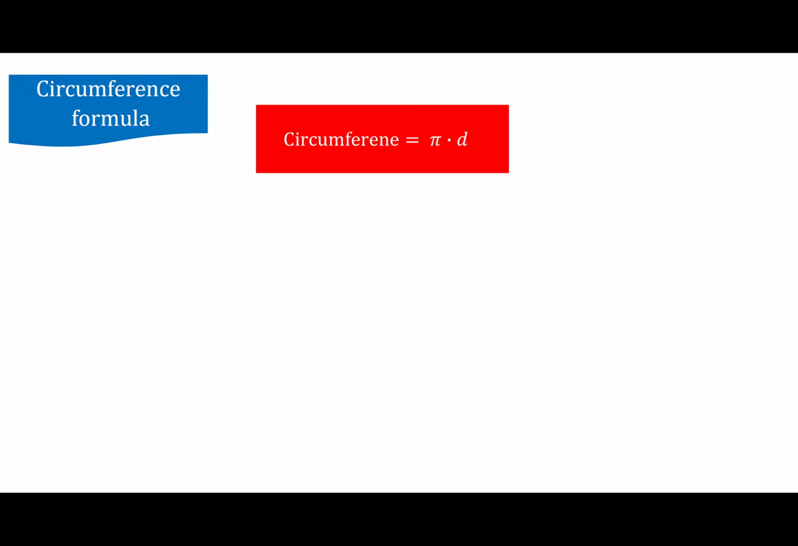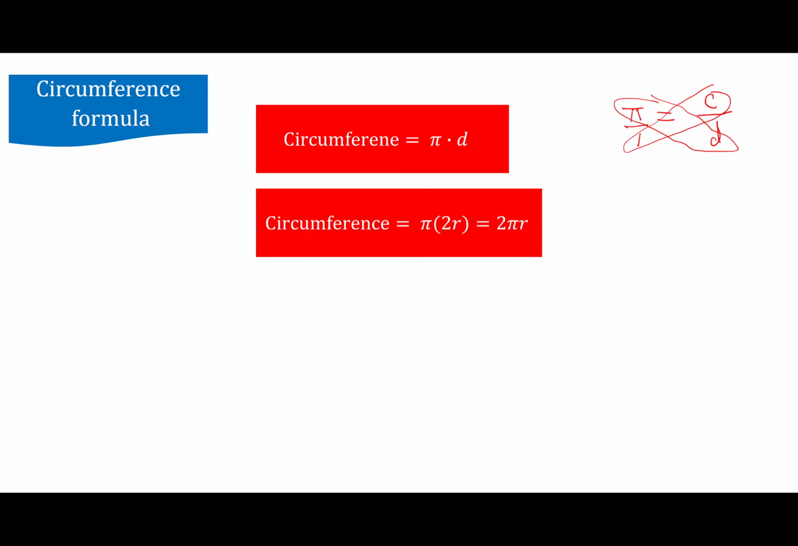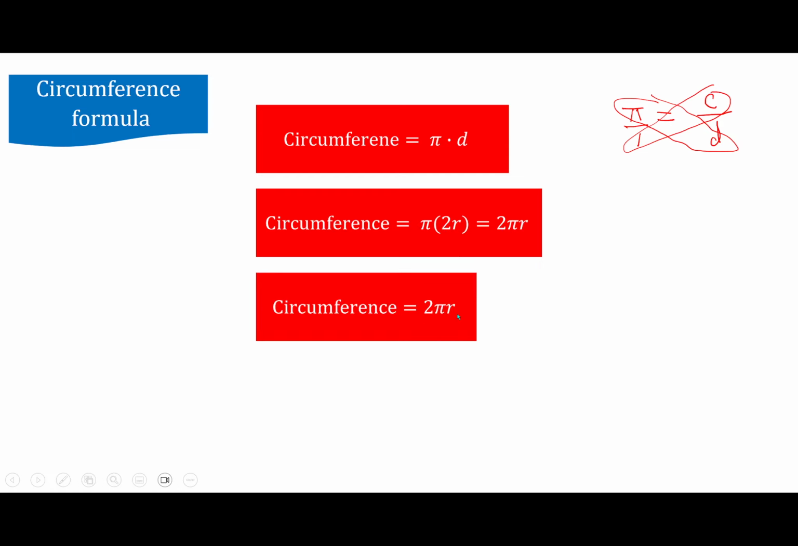Circumference formula. The circumference is pi times the diameter. And how did we get this? Remember earlier we just said pi is equal to the circumference divided by the diameter. If you put one here and make cross multiplication, you see C is equal to pi times D. Now D can be replaced by 2R, but normally we don't put pi 2R. Normally we put 2 pi R. That's how we use it. So to find the circumference, you can use this formula here or this formula here.